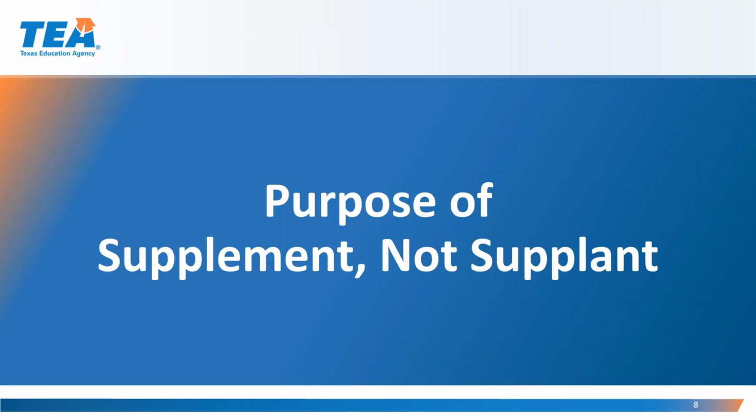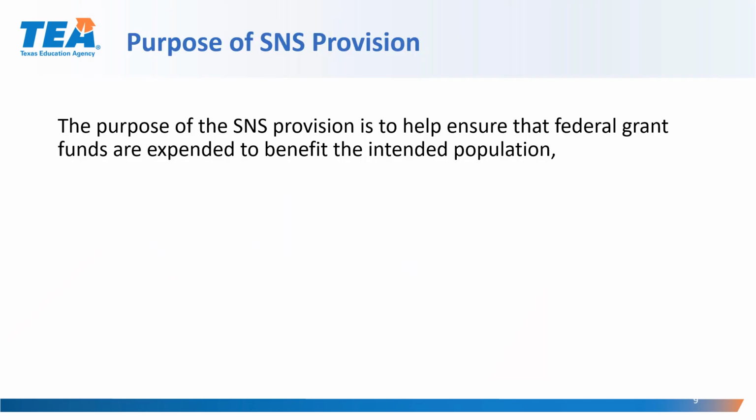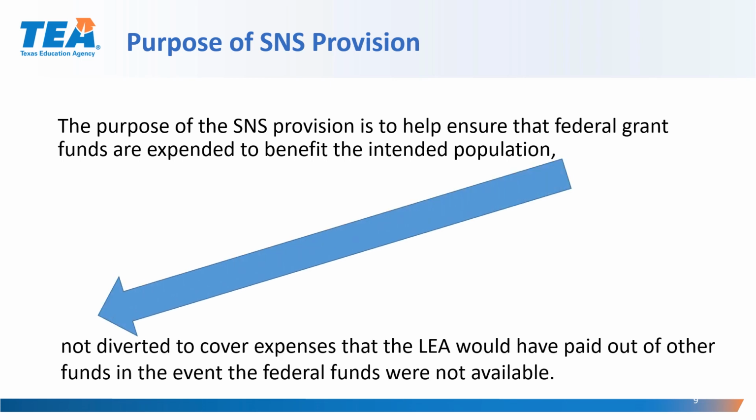Supplement not supplant is a term that we use a lot, and we sometimes forget in these presentations that it is important to cover the basic purpose of the provision in statute. The purpose of the supplement not supplant provision is to help ensure that federal grant funds are expended to benefit the intended population, not diverted to cover expenses that the LEA would have paid out of other funds in the event that the federal program funds were not available.